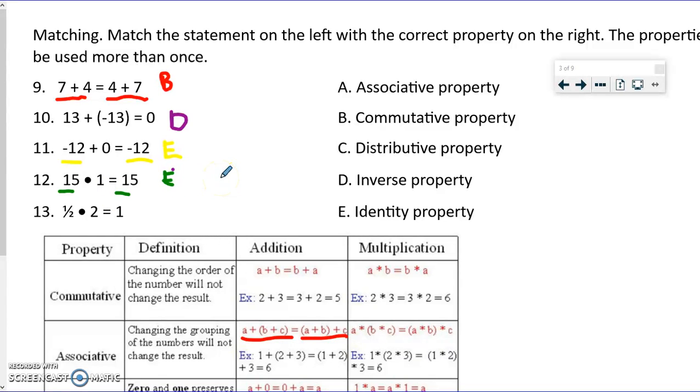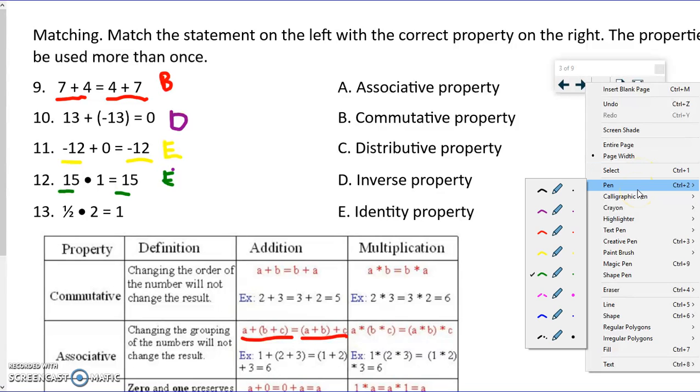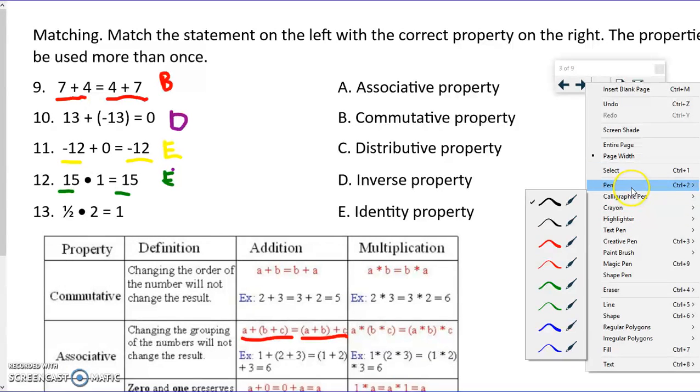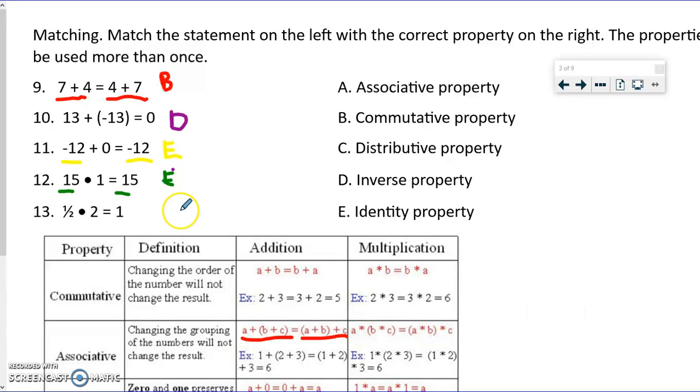And then the last one, instead of multiplying by 1, we ended with 1. So we multiplied 1/2 by 2. So 1/2 times 2 is just 1. So if we ended with 1, then that again is our inverse property. So this is inverse of multiplication. We saw in number 10 inverse of addition. Now number 13 is inverse of multiplication. So this one is D as well.